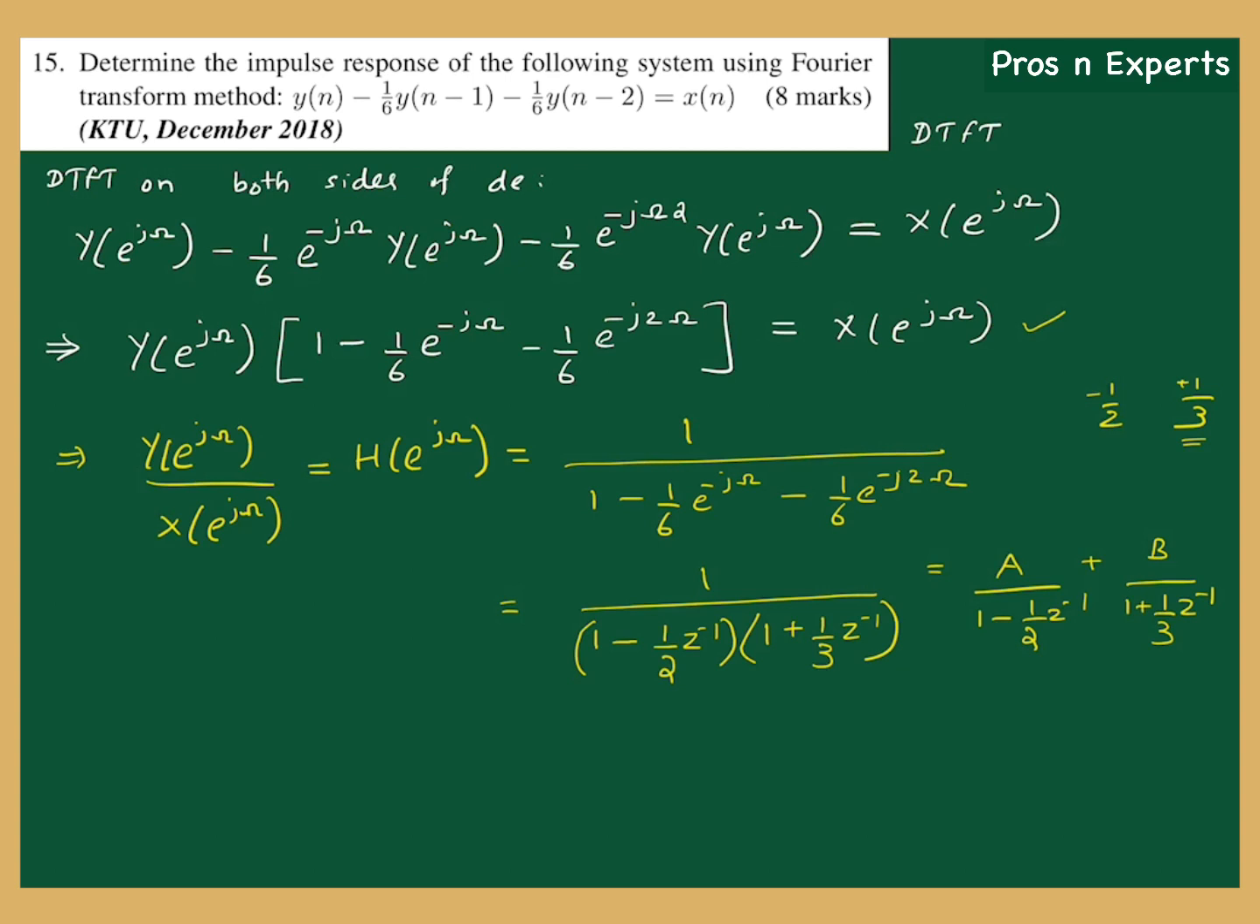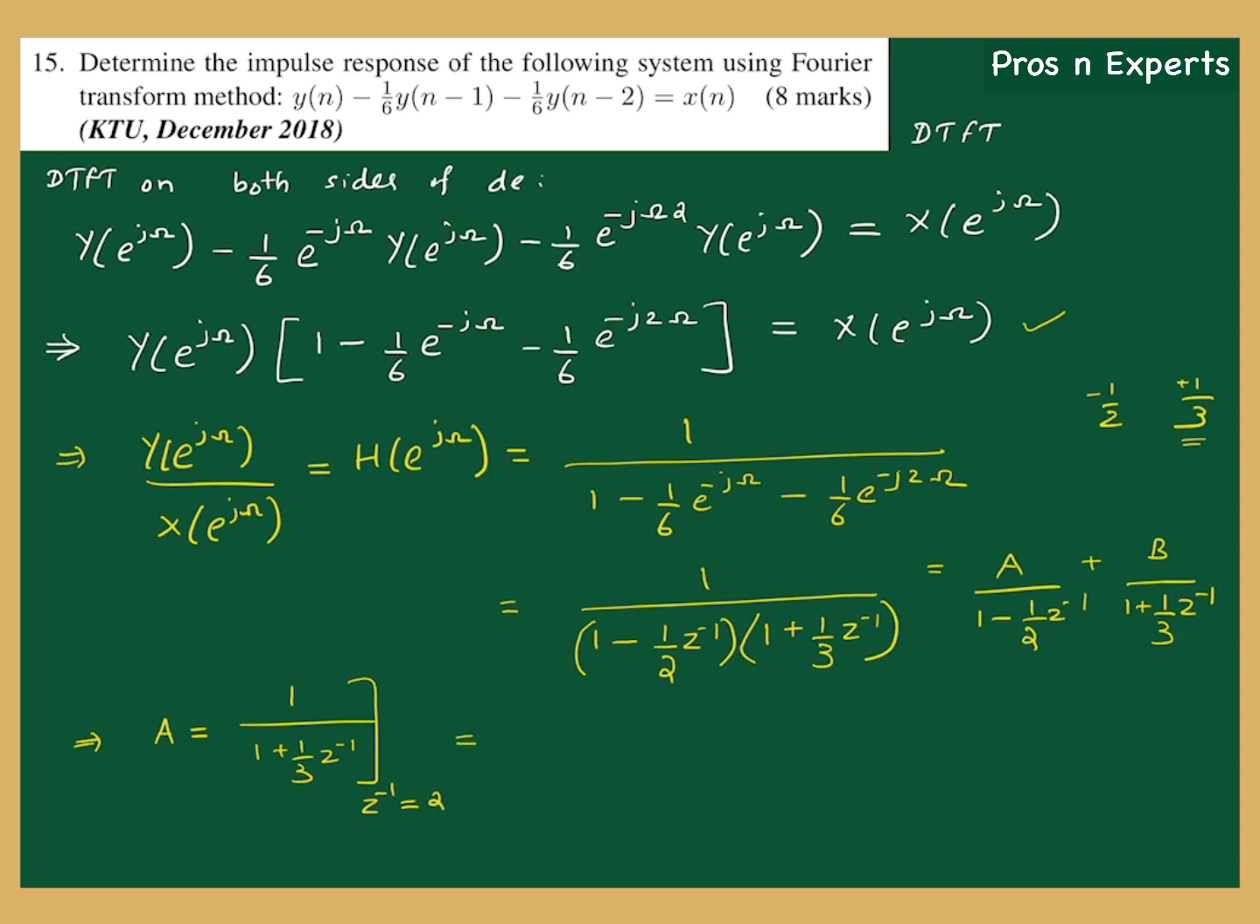You have to look at, a equal to, first you multiply 1 minus half z inverse with the main fraction. So you will get 1 by 1 plus 1 by 3 z inverse. But you have to evaluate it for a value of z inverse which makes this denominator 0. That is, I think, z inverse equal to 2, right? If you put z inverse equal to 2 here, this becomes 1 minus 1, that is 0. Okay, so evaluate this at z inverse equal to 2.